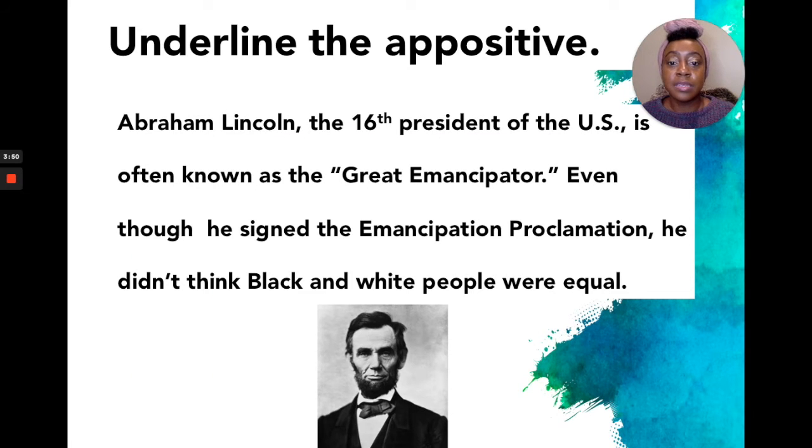Abraham Lincoln, the 16th President of the United States, is often known as the Great Emancipator. Even though he signed the Emancipation Proclamation, he didn't think Black and white people were equal. What's the appositive? The 16th President of the United States. Okay, so here we see that appositives add more information, they rename, and they're hugged by commas.